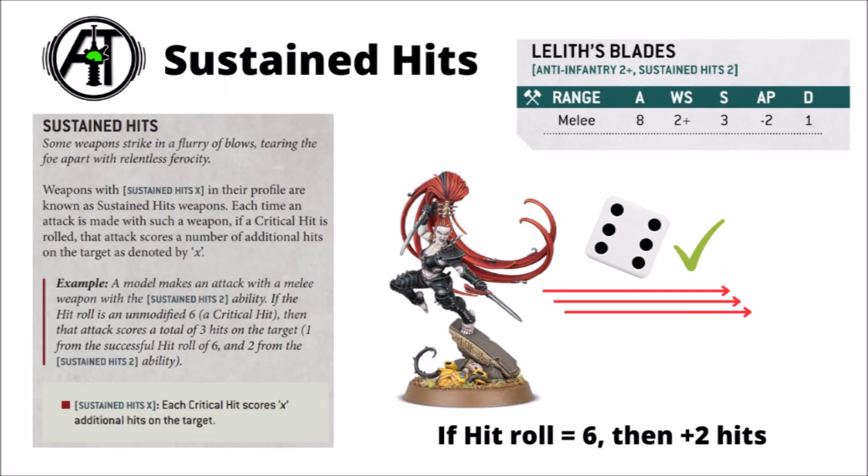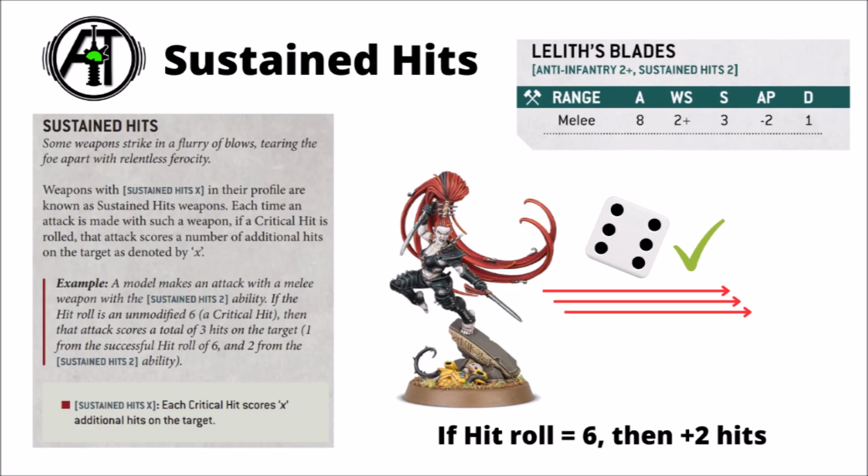Next up, we've got another one of the fairly common damage buffs of 10th edition, which is Sustained Hits. This is the one where critical hits get you an extra number of attacks dependent on the profile. Often just Sustained Hits 1, so that would mean that every time you get a hit roll of a 6, you'd get to make 1 additional wound roll on the target.